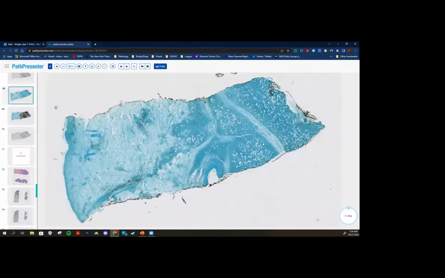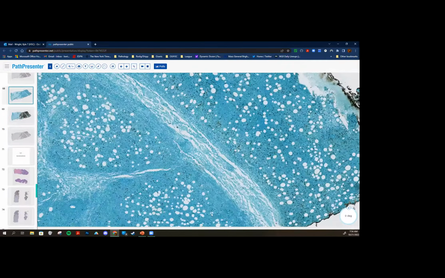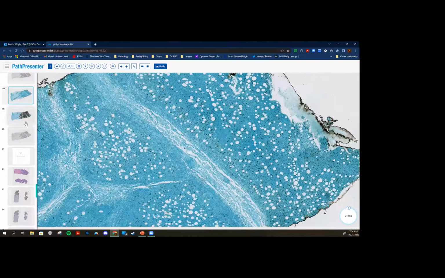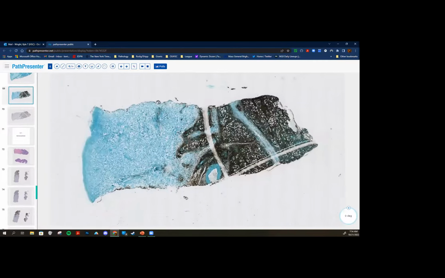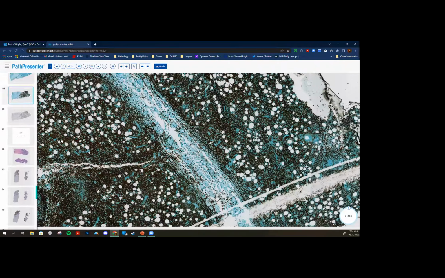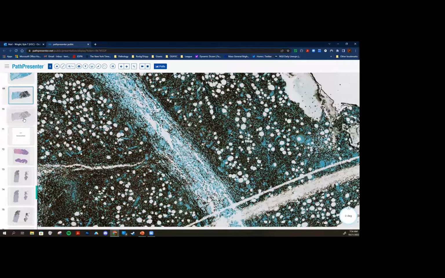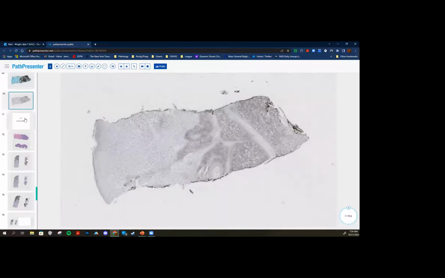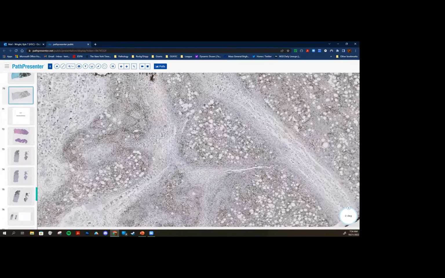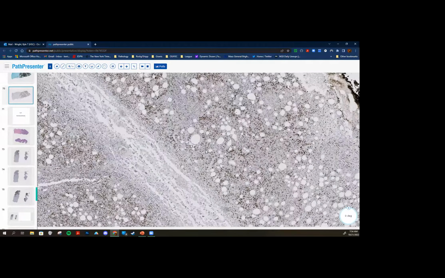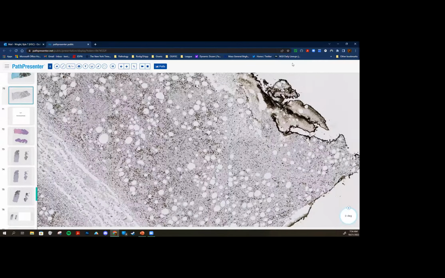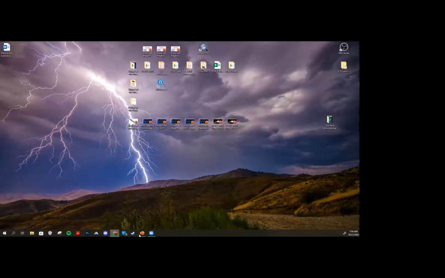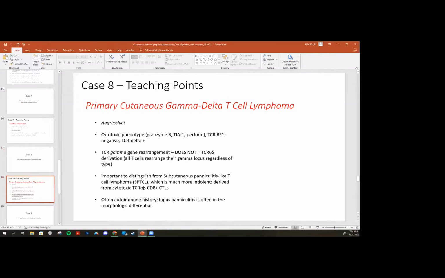This is TCR beta F1, so it's highlighting some rare cells, probably those admixed small T cells in the background, but the vast majority of the cells are strongly positive for TCR delta. So this is a gamma delta T cell derived lesion, and the Ki67 is somewhat high, kind of intermediate, 20 to 30%. So this is a nice example of primary cutaneous gamma delta T cell lymphoma.